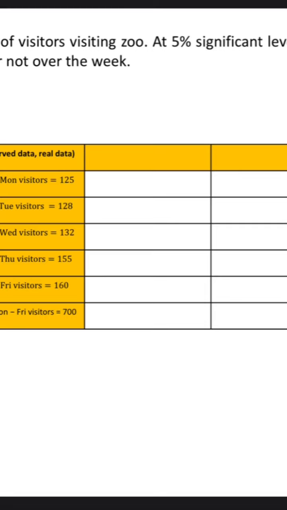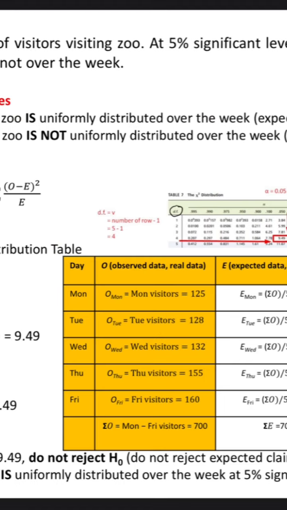To test this, we start by setting up the hypotheses. The null hypothesis, H0, says that the number of visitors is uniformly distributed. The alternative hypothesis, HA, says the visitors are not uniformly distributed.